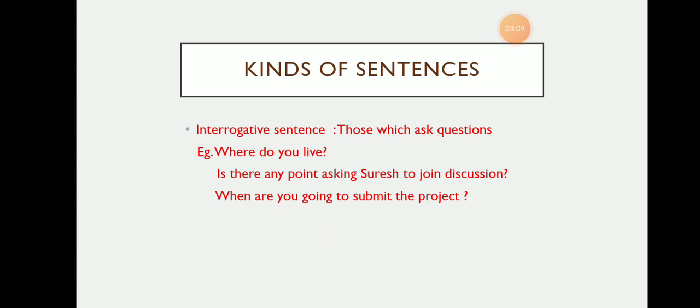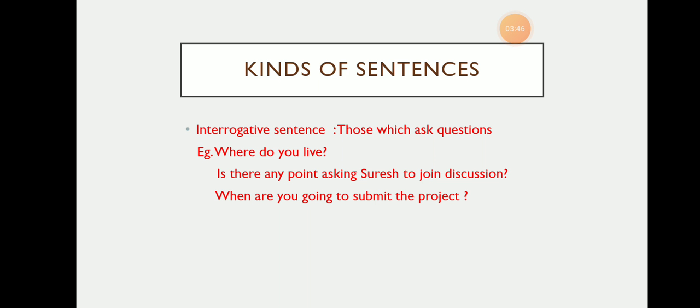Now the second kind of sentence is known as an interrogative sentence. Interrogative sentences are those which ask questions. Interrogative sentences ask a question. This type of sentence often begins with who, where, when, why, how, do, or can, and these interrogative sentences end with a question mark.